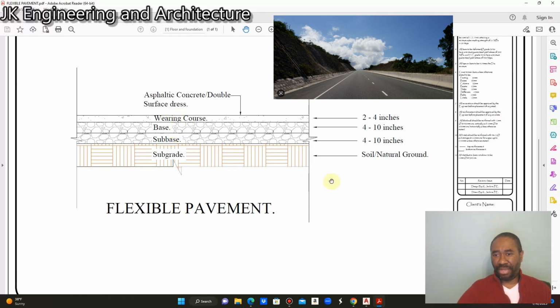Then we have the thicknesses. The subbase thickness ranges from 4 inches to 10 inches. Same thing with the base. And the wearing course ranges from 2 inches to 4 inches.